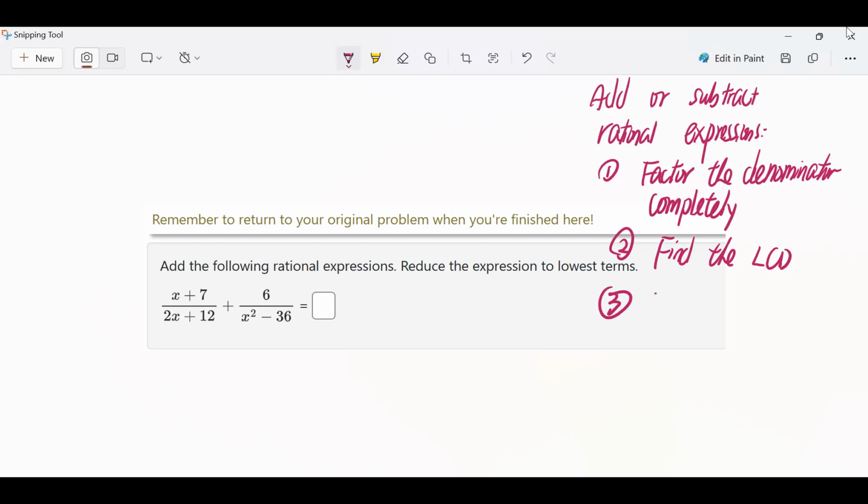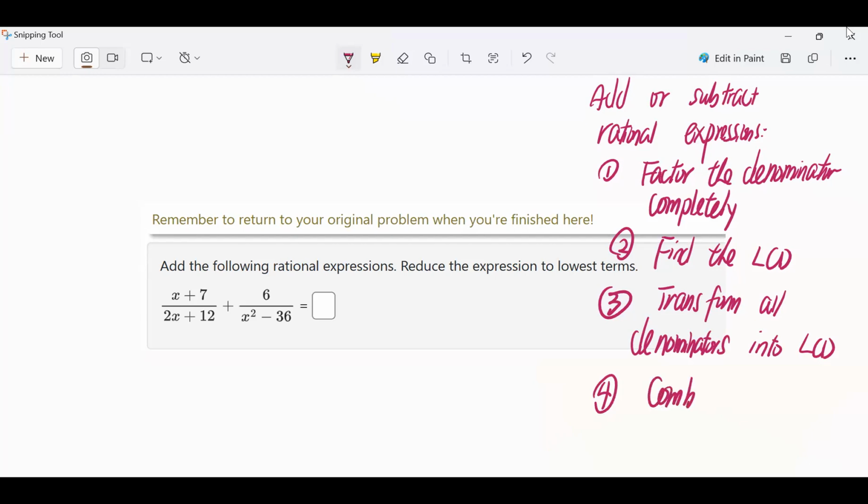And then simplify. So: turn all of the denominators into the LCD, then combine and simplify as much as possible, and solve. Now we're going to follow these four steps one by one.